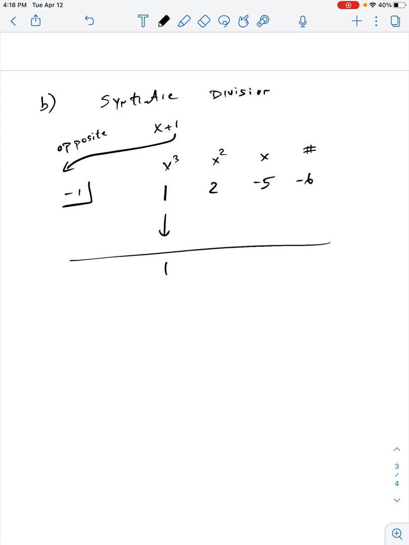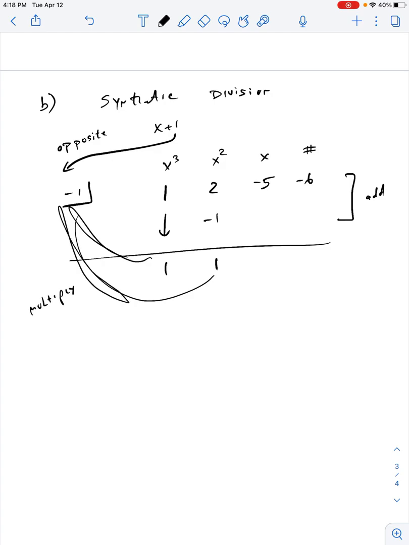So we have 1, we have 2, we have negative 5, and we have negative 6. Bring that down, and then remember we multiply those. Negative 1, and on the inside we add. That's 1. Once again, we multiply out here. It's always multiply there. That's negative 1. We add, that's negative 6. We multiply. That's 6. Remember out here, this is our remainder. We get 0 when we add those.